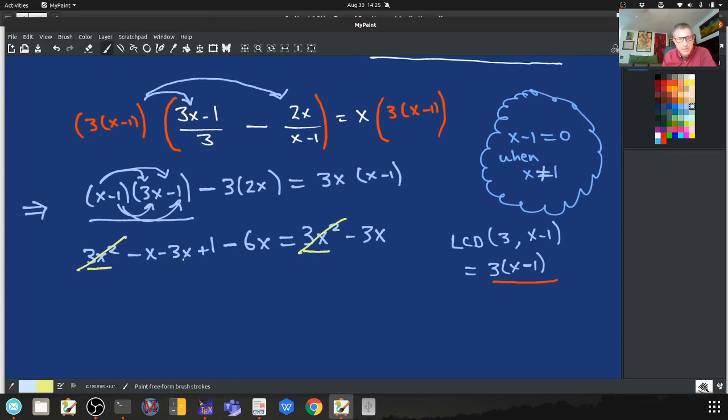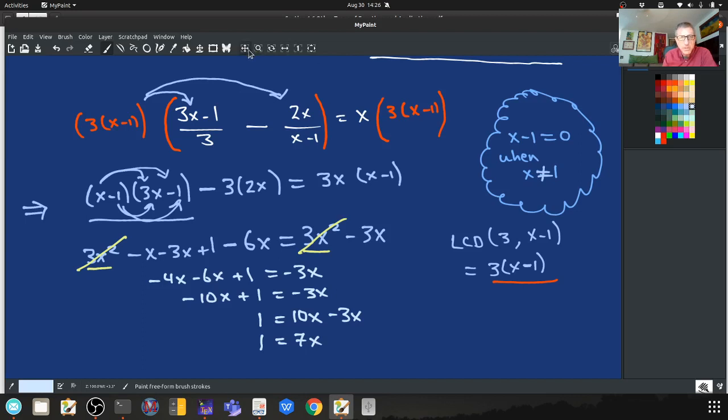So x minus 3x is minus 4x, minus 6x plus 1 is equal to minus 3x. So minus 4x minus 6x is minus 10x plus 1 is equal to minus 3x. So I'm going to move the minus 10x term to the other side. And when I do so, it changes the sign. So I have 10x minus 3x. So 1 is equal to 7x.